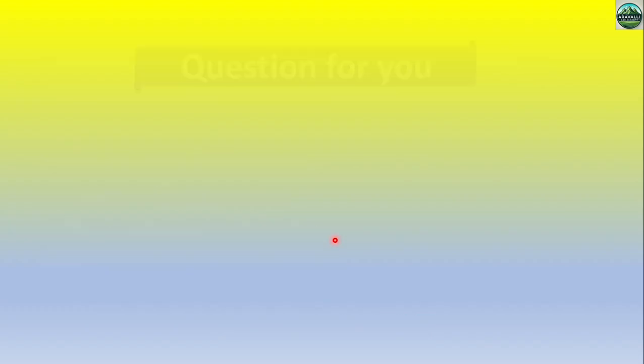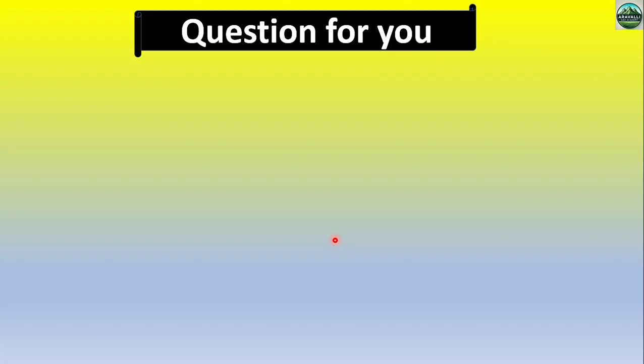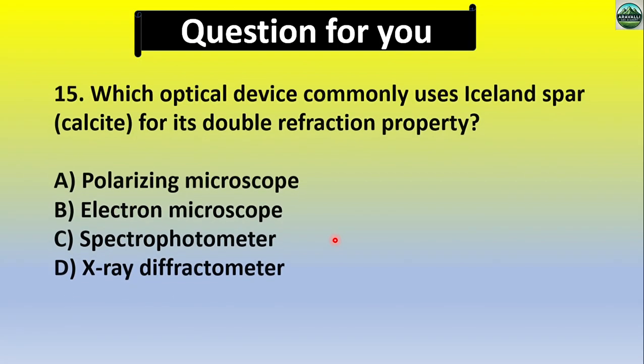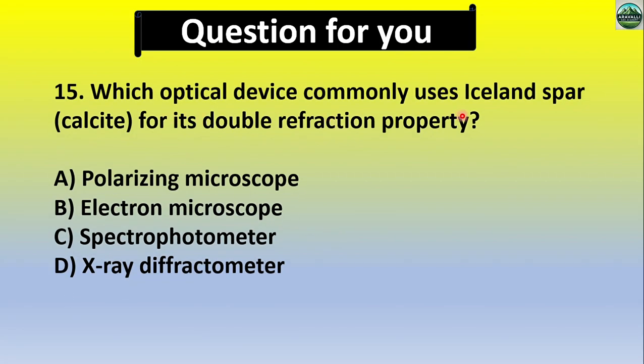Okay. Next, this is a question for you. Which optical device commonly uses Iceland spar, calcite, for its double refraction property? Option A, polarizing microscope. Option B, electron microscope. Option C, spectrophotometer. Option D, X-ray diffractometer. This is a question for you, so you can write the answer in the comment section.